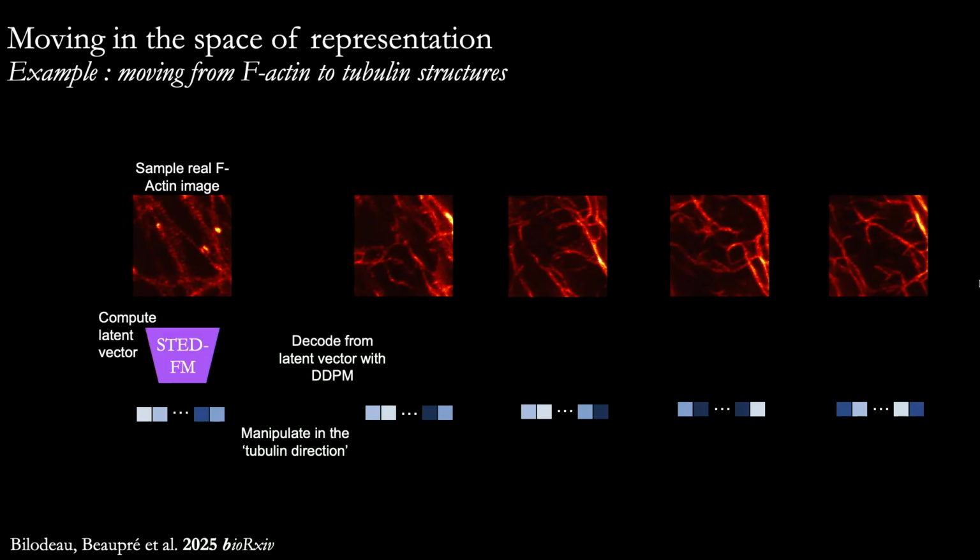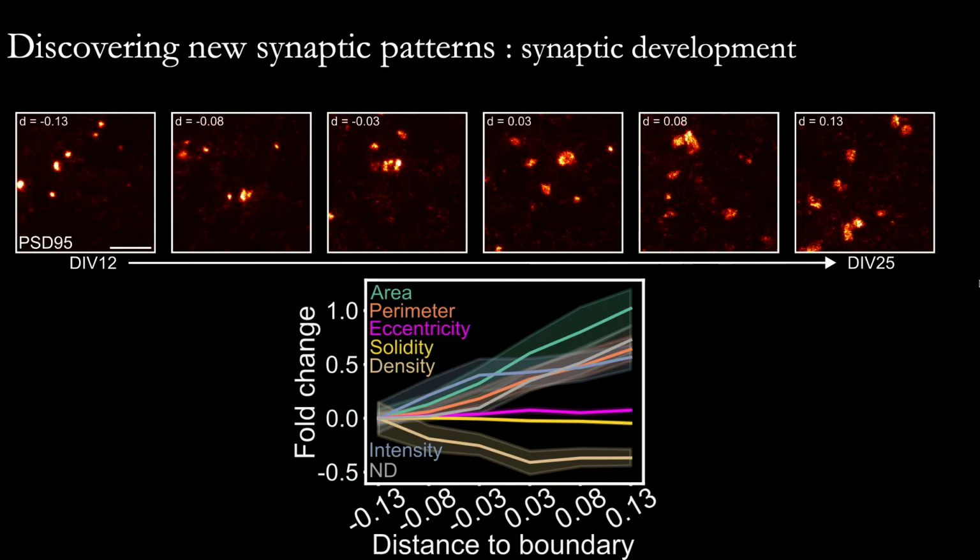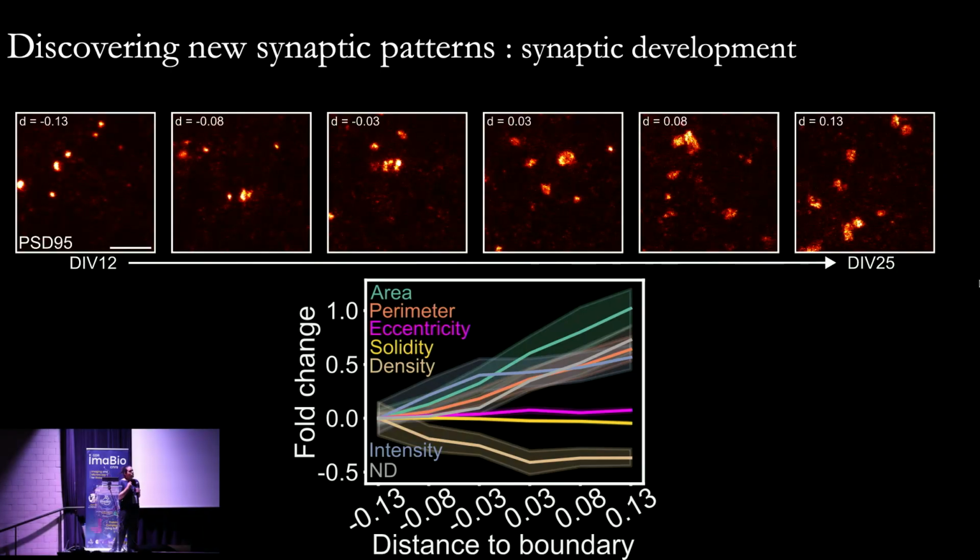This is only a toy experiment. This is not useful, but it was a proof of concept that it was working. Now we can use it for useful tasks. For example, if we want to understand what is happening in neurodevelopment when our synapses change at different time points in the culture, we can manipulate our latent space and look at how different features of our synapses evolve over time, for example, increasing their area and decreasing their density. So we could use this model to look at the development of synapses across different time points.